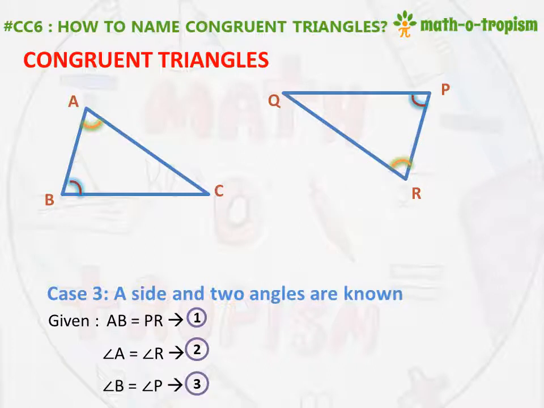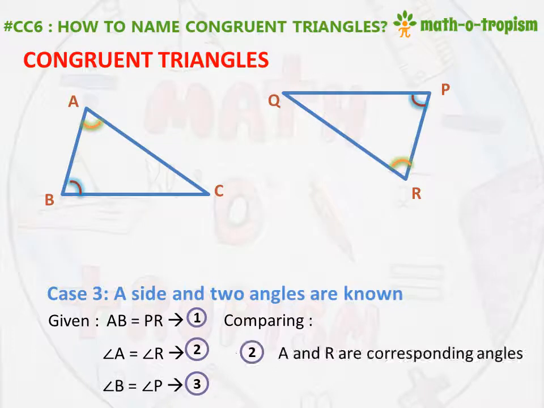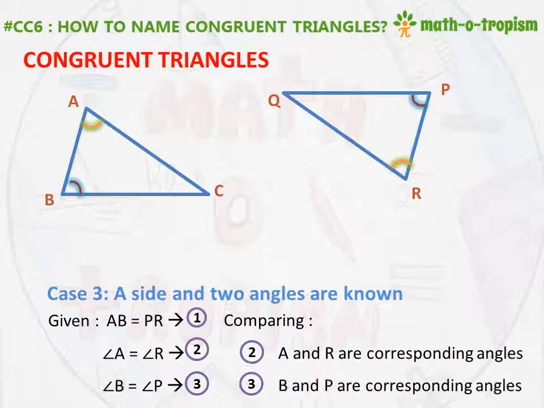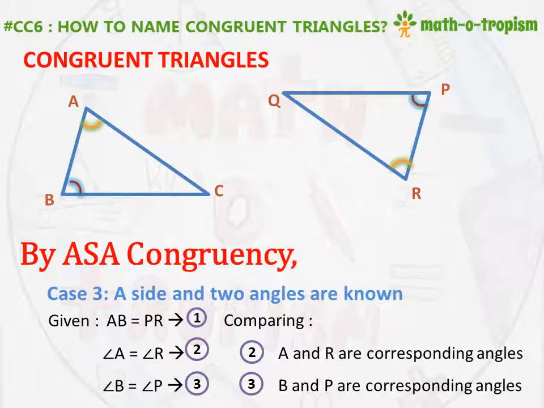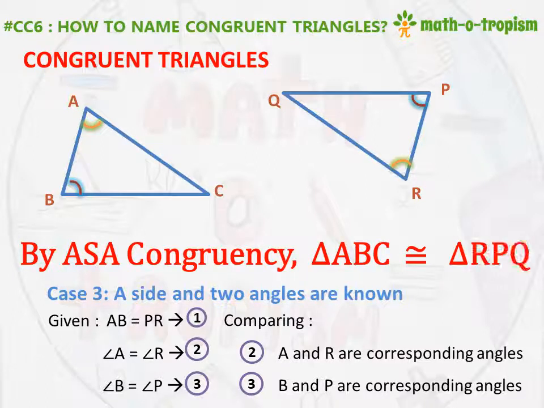So comparing again, angles, we see that angle A is equal to angle R. So A and R are the corresponding angles. Similarly, when we take the equation 3, we have B and P are the corresponding angles. So when A and B we know, then automatically C will be corresponding to Q. So here we have two angles and the included side. So by ASA congruency, we have triangle ABC is congruent to triangle RPQ, because A is corresponding to R, B is corresponding to P, so automatically C corresponds to Q.